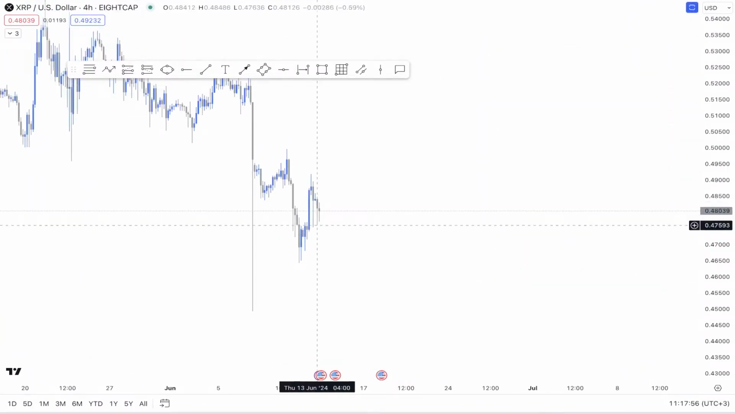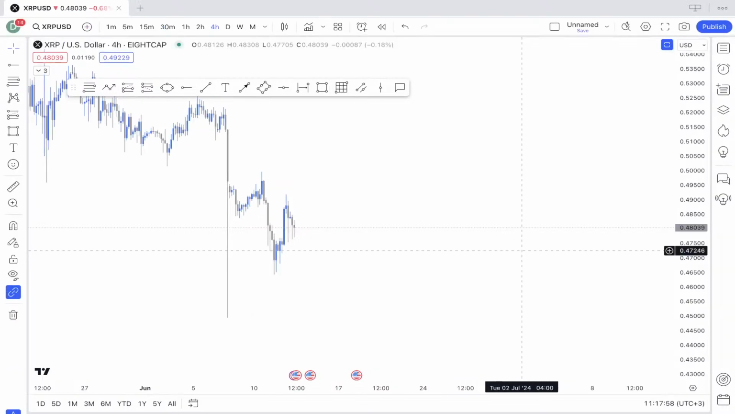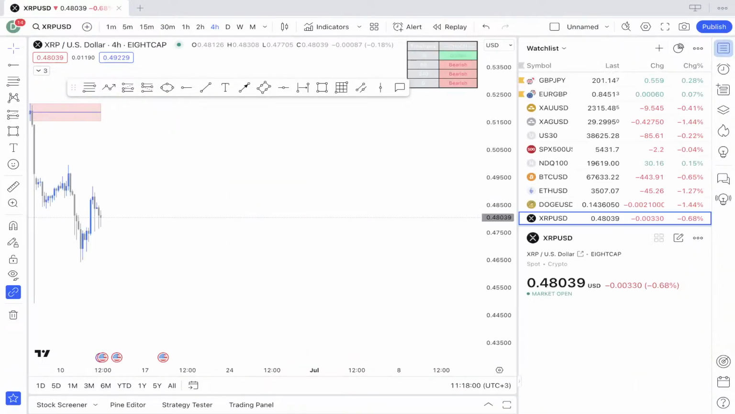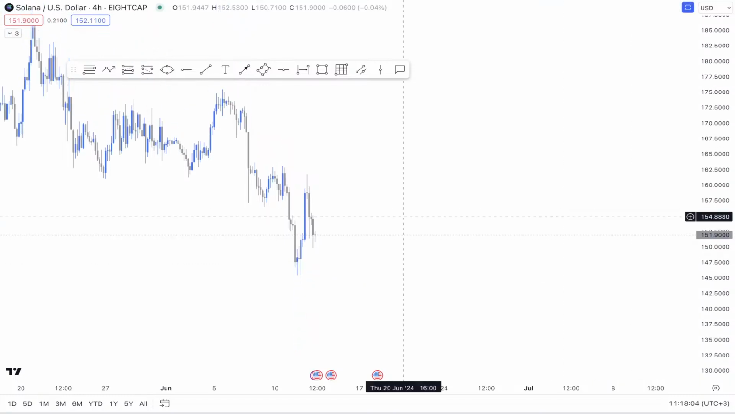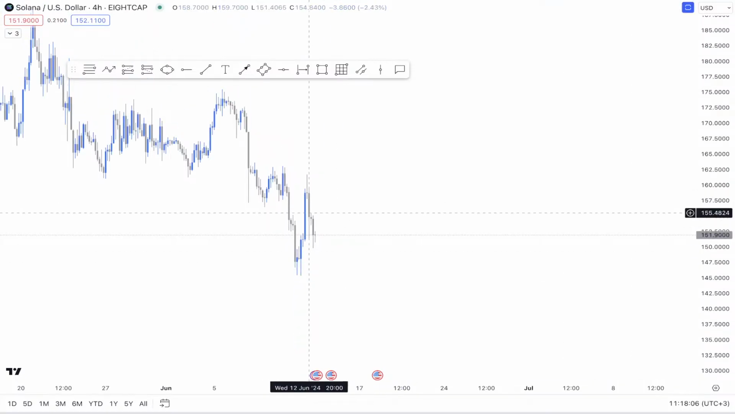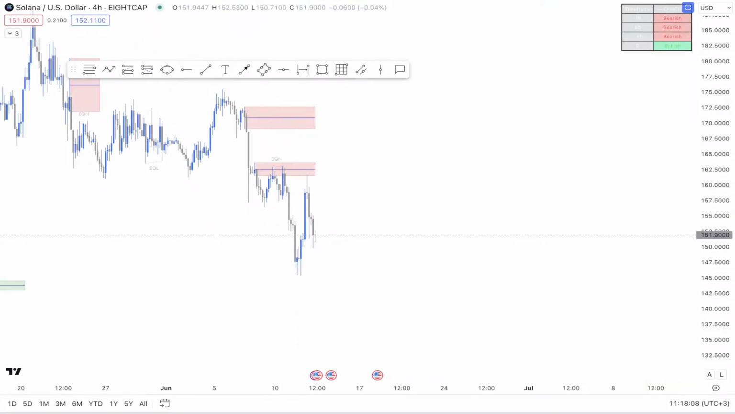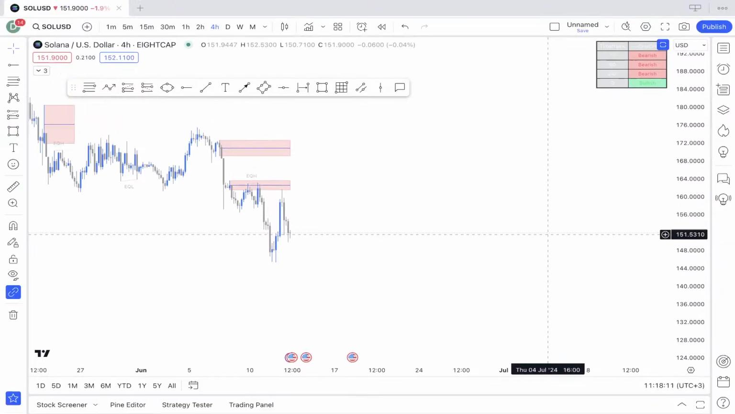Very, very easy to see that we are pretty much in the middle of nowhere. Hence why we'll just keep it simple. And lastly, on Solana, I think same story as on XRP. Currently, we don't have a clear setup, a clear range that we could trade. Hence why we'll just leave it as is and focus on the assets where we have a clear setup.